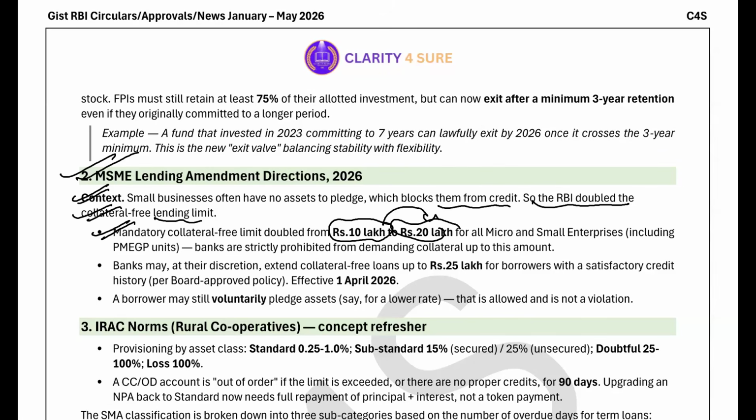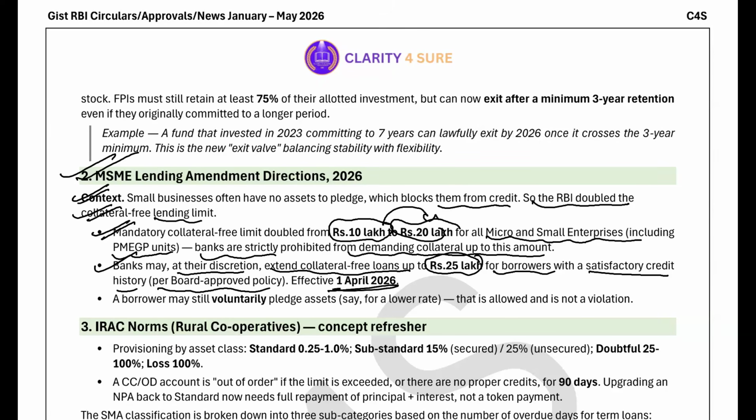लाख फॉर whom? For micro and small enterprises, including PMEGP units, that banks are strictly prohibited from demanding collateral up to rupees this amount. Okay, that is 20 lakh. Bank must at the discretion extend collateral free loans up to rupees 25 lakh for the borrowers with satisfactory credit history. It is obvious. Per borrower a policy, effective date याद रखना 1st April 2026 it has been implemented.